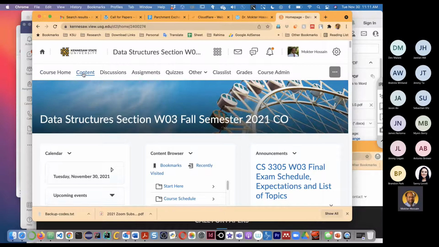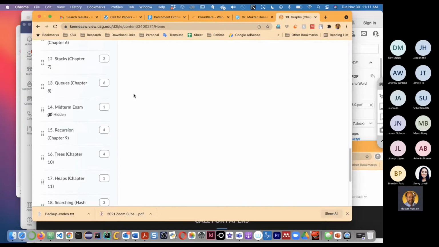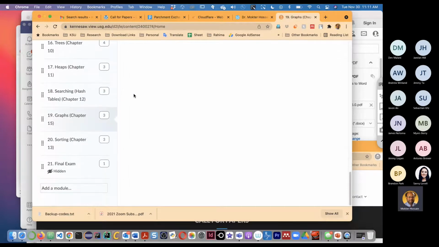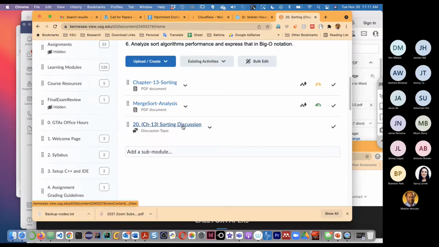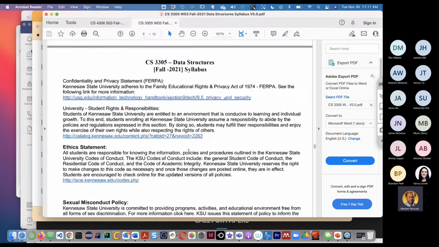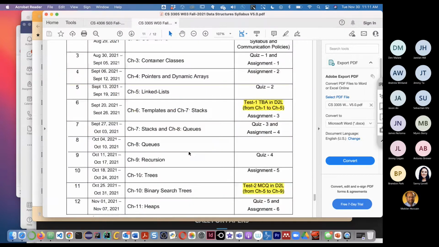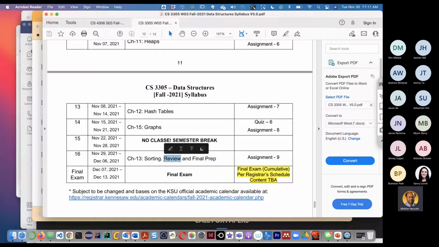Okay, and then this week, let us see the last week. We have some just review stuff, mainly sorting, chapter 13. So let me see the syllabus first. Then the syllabus, what do we have in our schedule? Okay, so sorting.